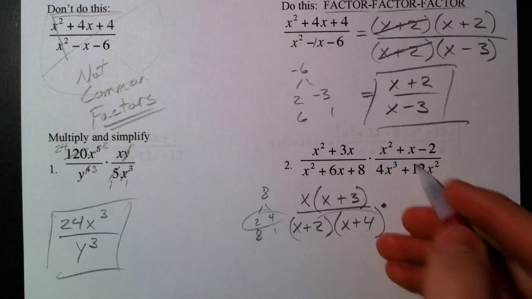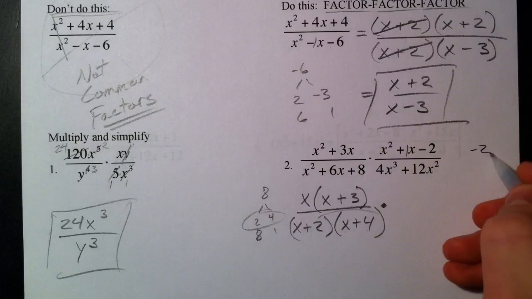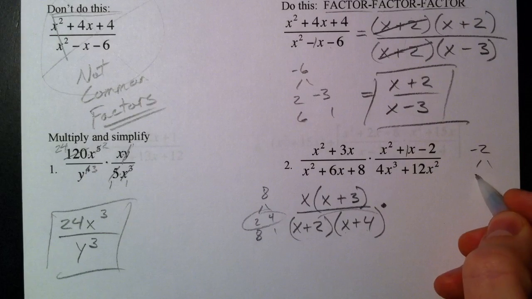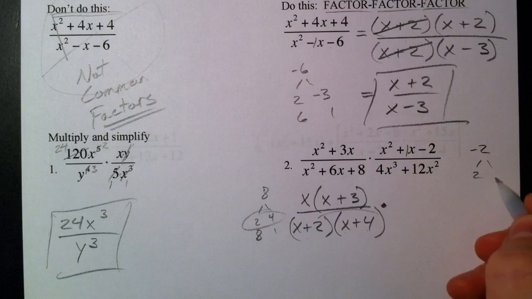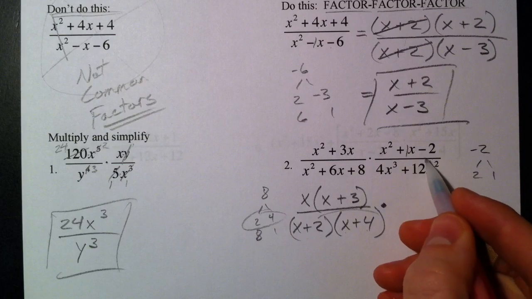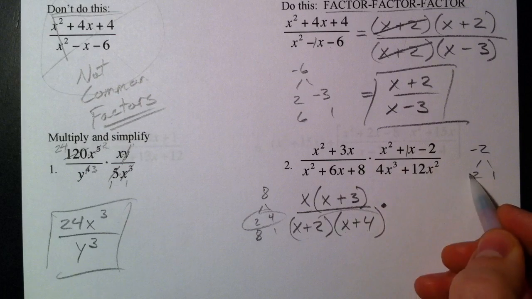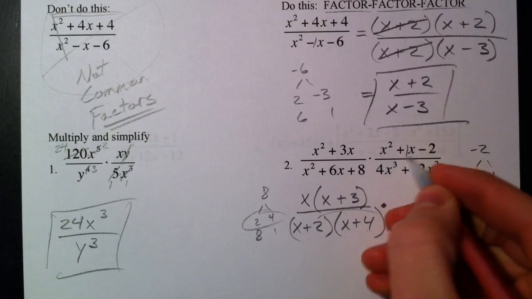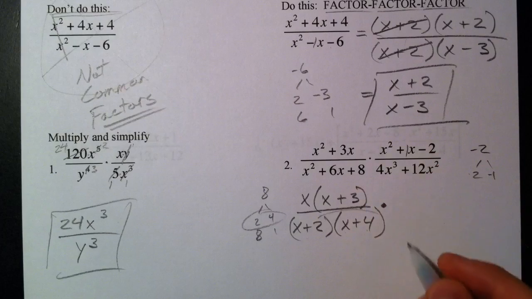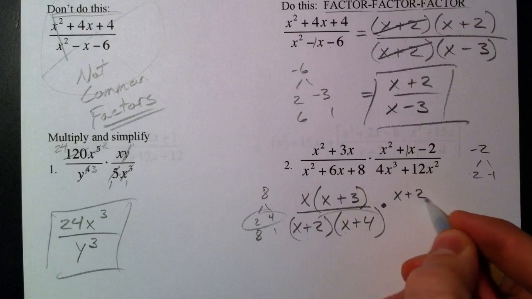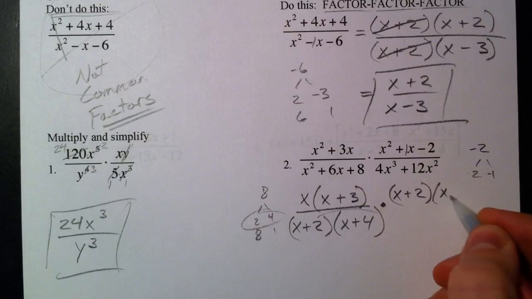X squared plus x minus 2. So what multiplies to a negative 2 and adds to a positive 1 this time? So we get 2 and 1. We need a positive 2 and a negative 1 to add to a positive 1. 2 minus 1 is 1. So x plus 2, x minus 1.